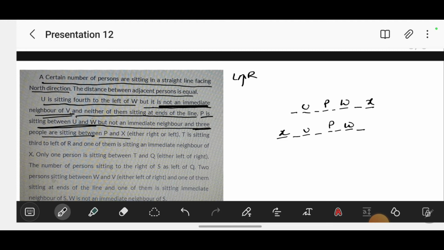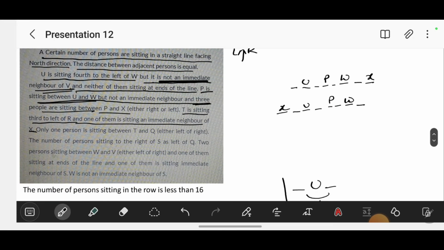Right. Next, T is sitting third to the left of R and one of them is an immediate neighbor of X. He is saying T is sitting third to the left of R. R is third to the left of T, and either T or R is an immediate neighbor of X. One of them is an immediate neighbor of X.